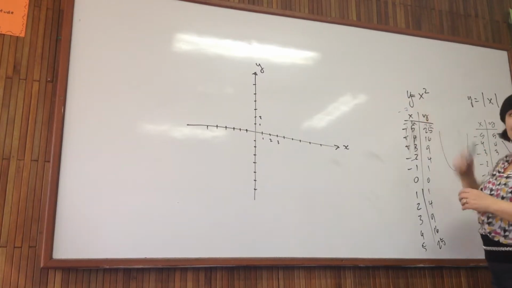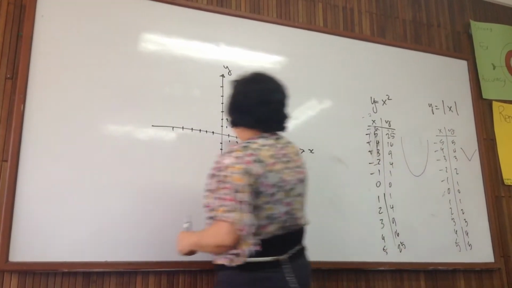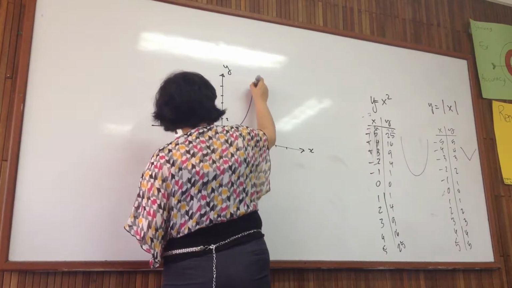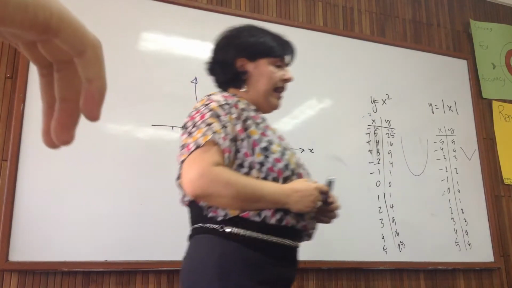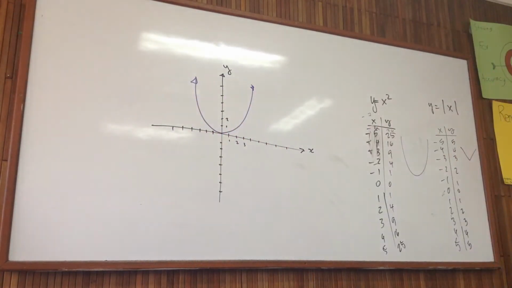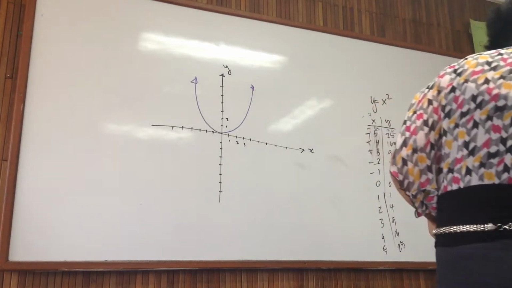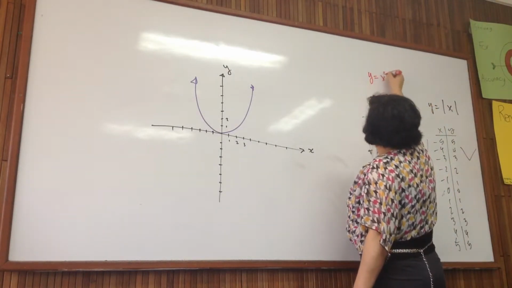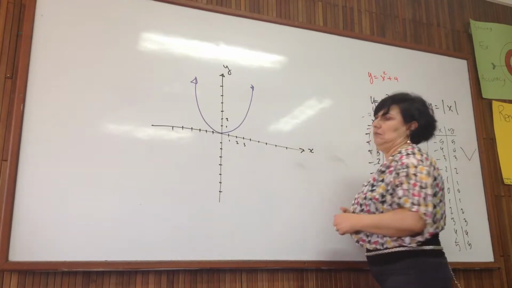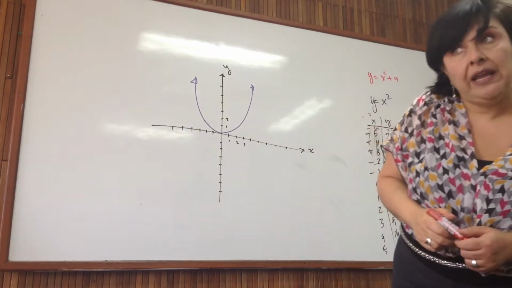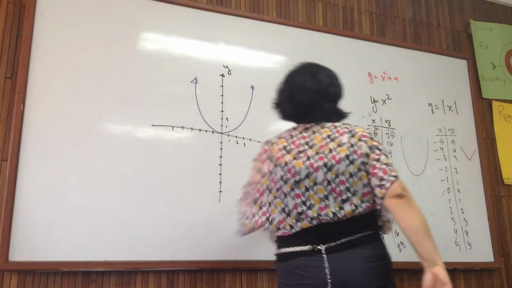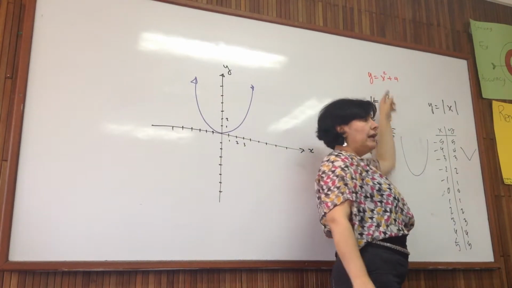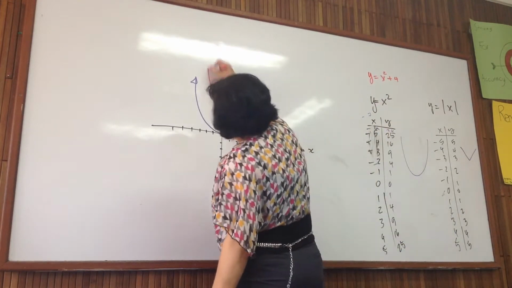If I graph this one, it's going to be here. Okay? It starts at 0, 0. Now, let's say that I write y equals x squared plus 4. Where would that one be? Well, it's telling me to move 4 up in the y. So it would be up here.